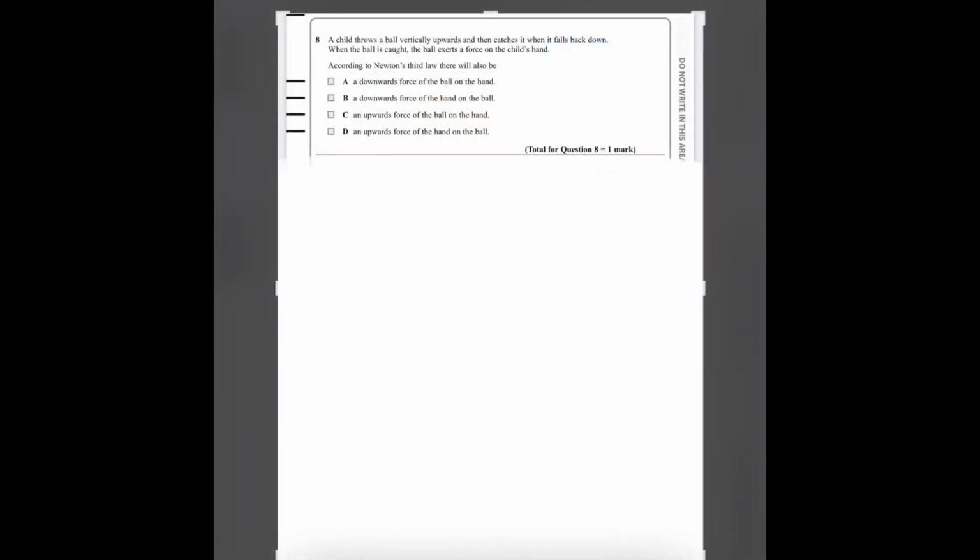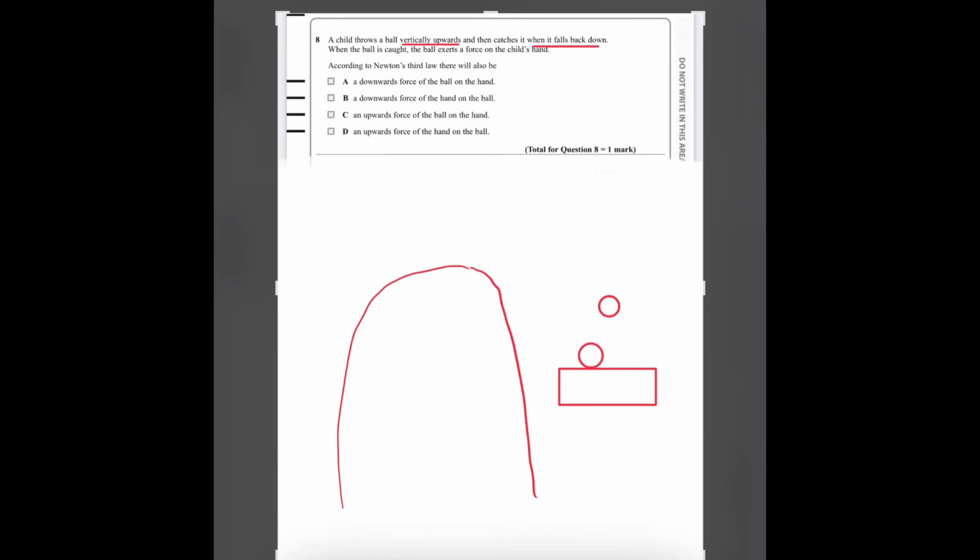Number 8. A child throws a ball vertically upwards and catches it while it falls back down. So a child just throws a ball into the air, and it goes to the topmost position and goes down again, and then he catches the ball. So when the ball is caught, the ball exerts a force on the child's hand. For example, this is the child's hand or any surface, and this is the ball, right? So upon impact, the ball has a motion downwards, so it exerts a downward force on the surface.